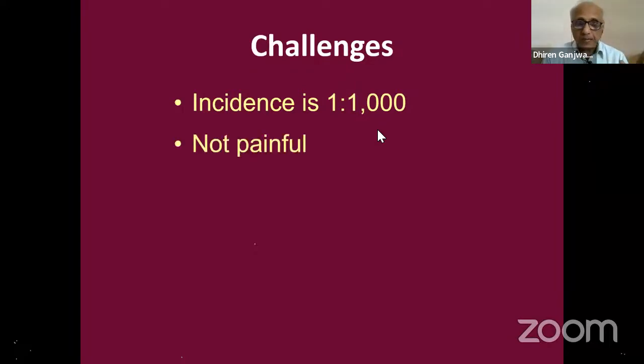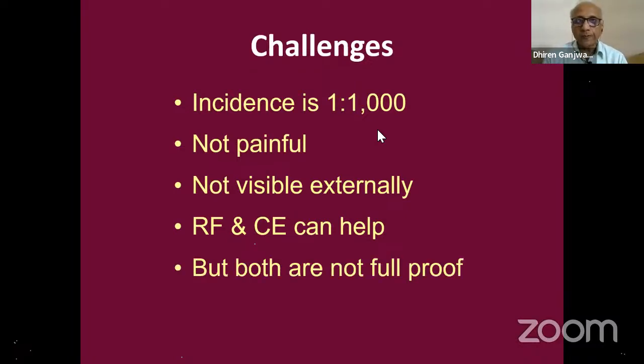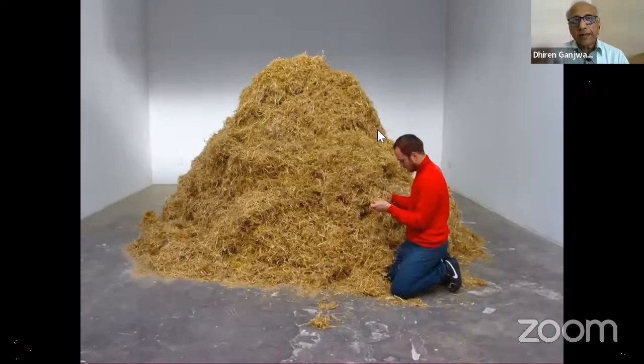This condition is not painful, not visible externally, and as I said, risk factors and clinical examination are again not a foolproof method. They can help, but they are not foolproof. So I consider that finding a DDH is something like finding a needle from the hay. It's that difficult because it's 1 in 1,000, not visible outside.